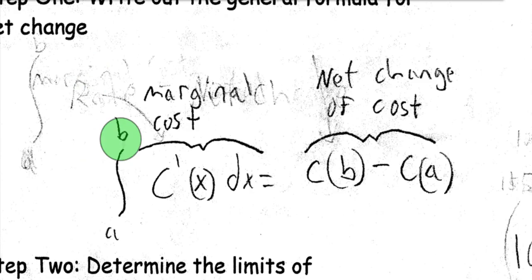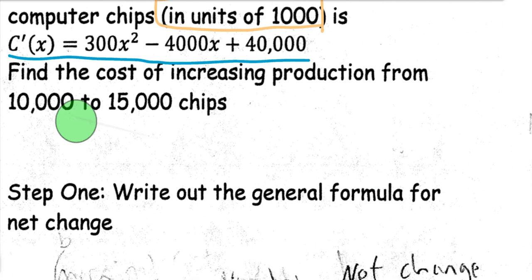If you take the integral from a to b of marginal cost, you get the net change of cost, or the change in cost. In this case, we want to figure out the change in cost from producing 10,000 to 15,000 chips. So this is important because the cost per chip changes.